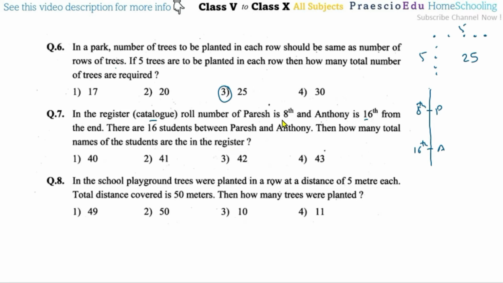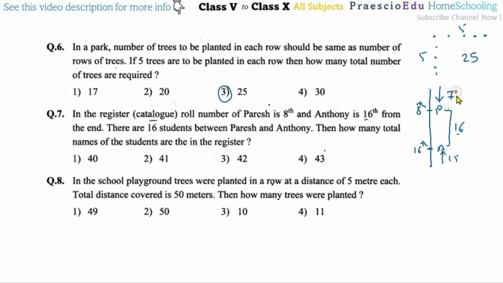So the 16th is from the end, and this 8th is from this side, but in between there are 16 students. So before Paresh there are 7 students, and Anthony is 16th from the end, which means there are 15 students after him. And in between, the 16 students are between Paresh and Anthony.